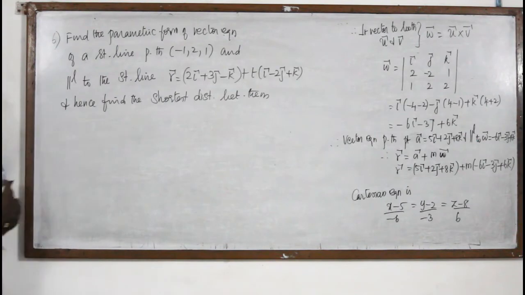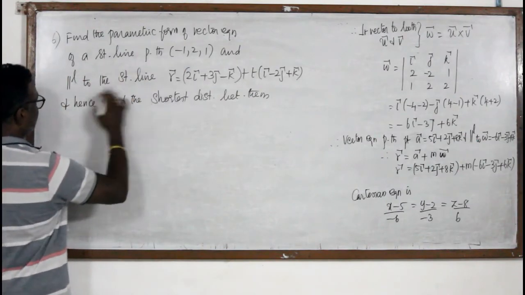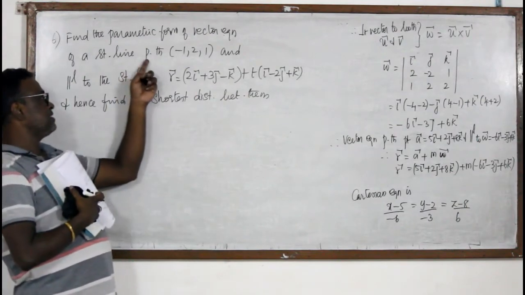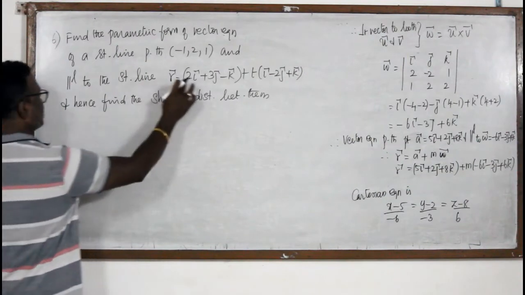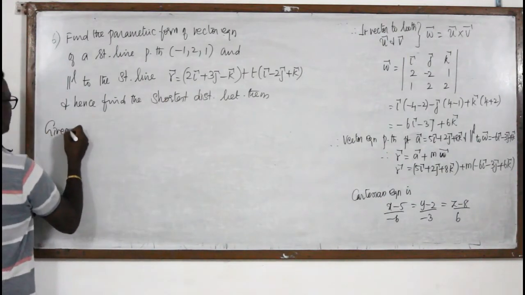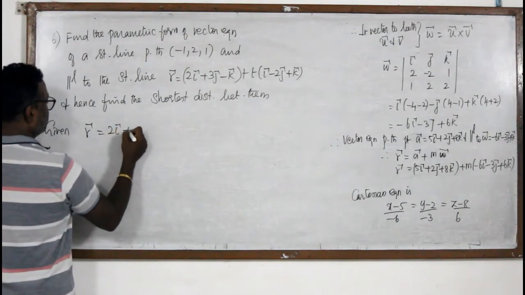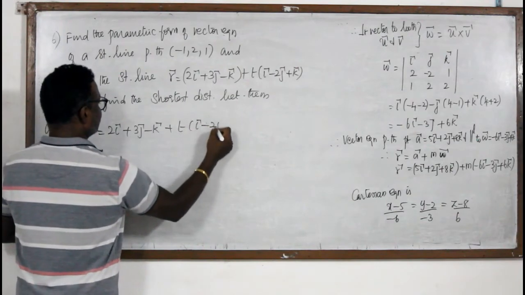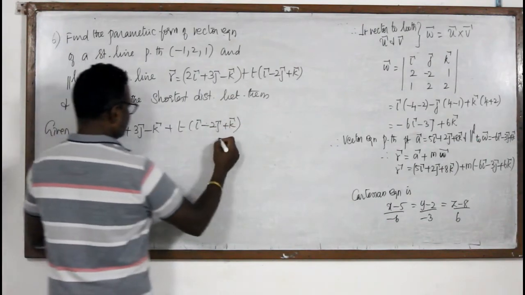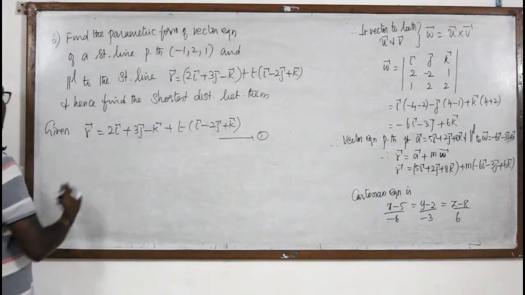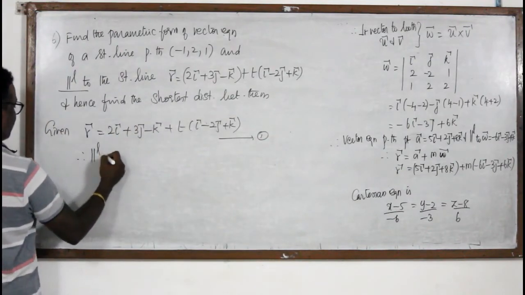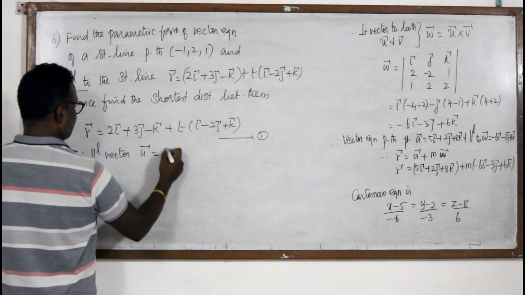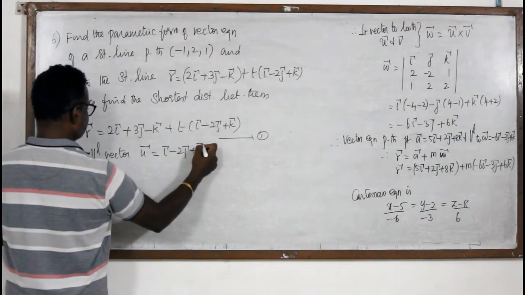Are you able to follow this problem? There is a line passing through this point and parallel to this line. I have to find that line. After finding that line, I must find the distance of that line from this line. So let me take this one as the given line. The given r vector equal to 2i plus 3j minus k plus t into i minus 2j plus k. We shall keep this one as 1. And I am in need of the parallel vector, so the parallel vector u equals i minus 2j plus k. So this is the vector.